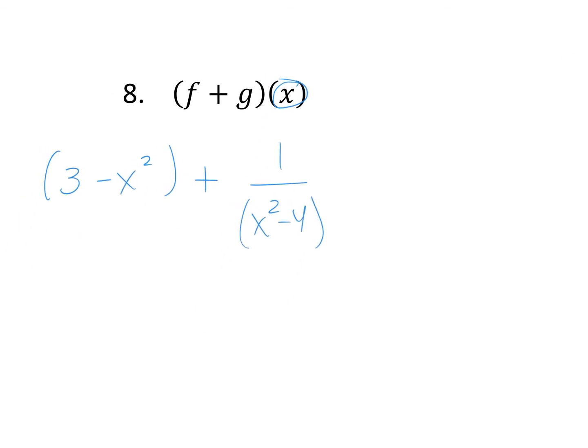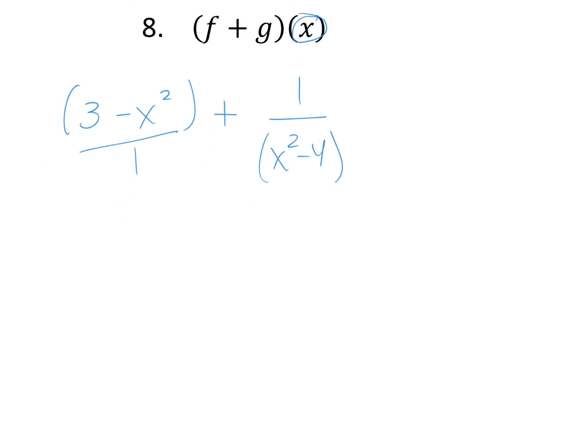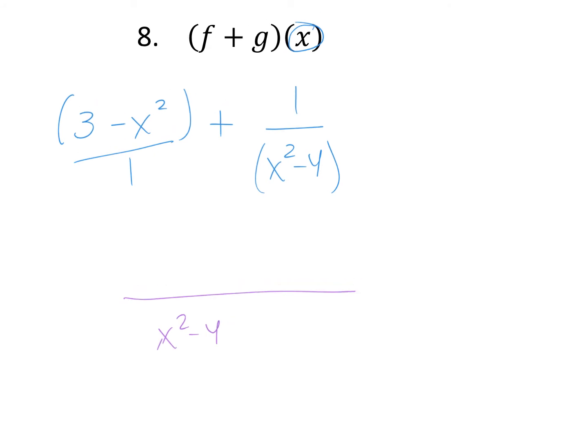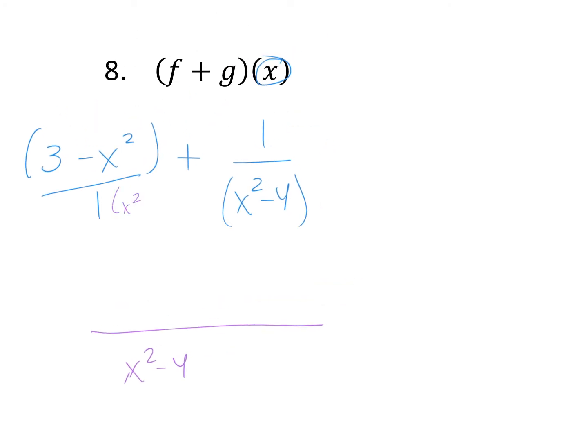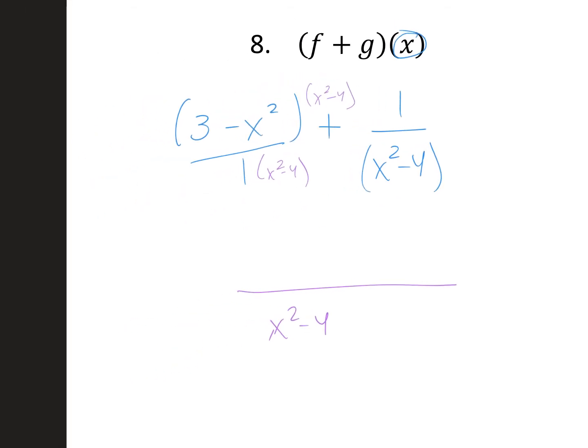All right? If you're going to add fractions, they have to have the same what? Denominator. Okay? So what's going to be a common denominator between 1 and x squared minus 4? X squared minus 4. So I'm going to have everything over x squared minus 4. This first fraction needs the x squared minus 4 on the bottom. What you do to the bottom, you do where? To the top. Great. So this is just multiplication.